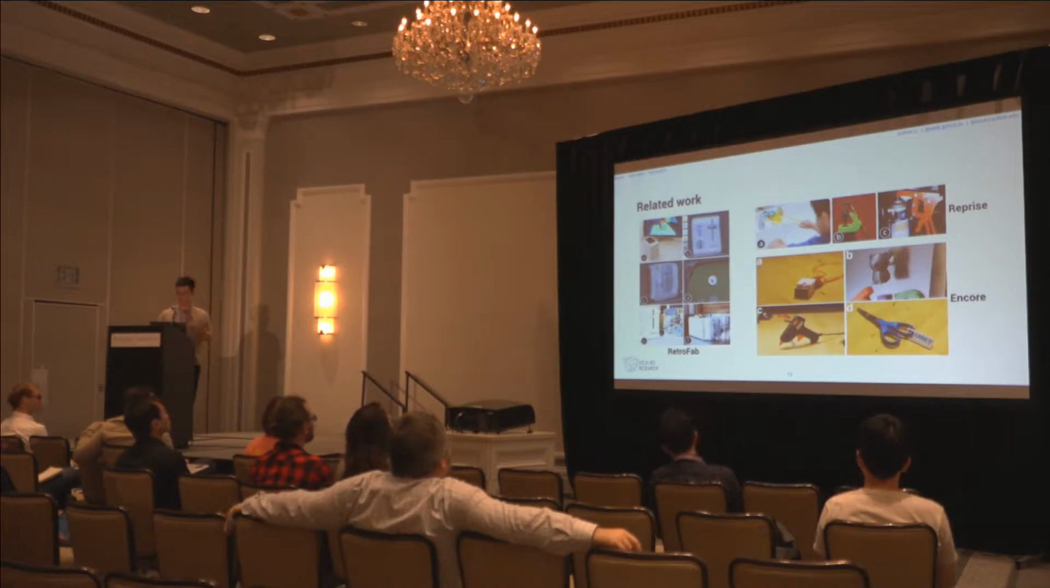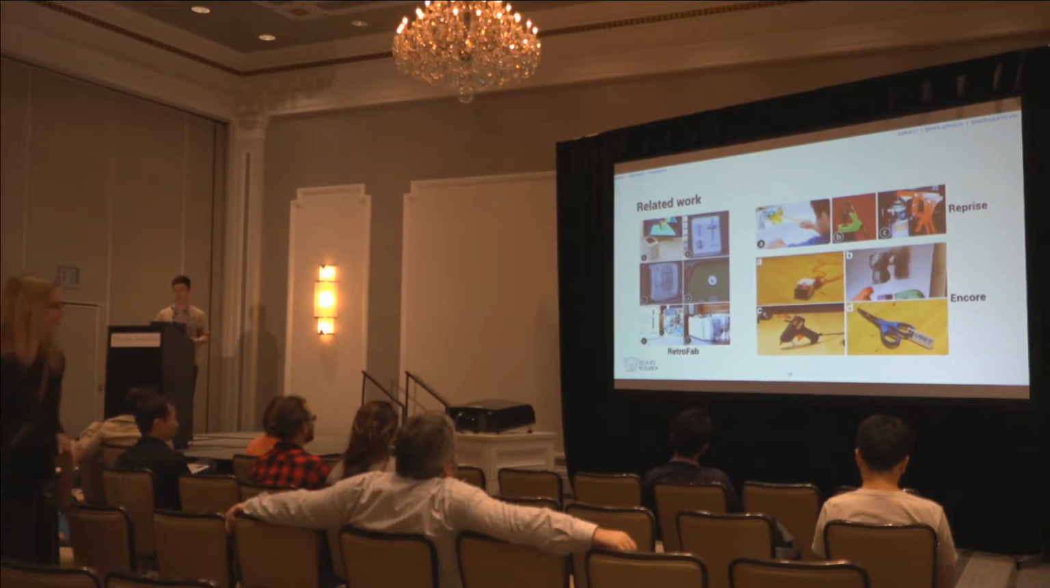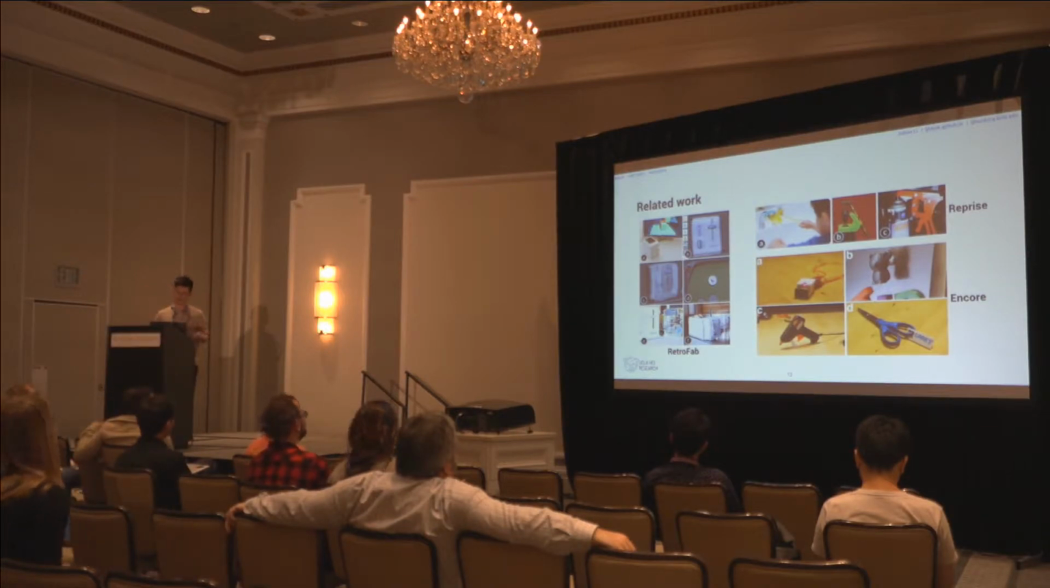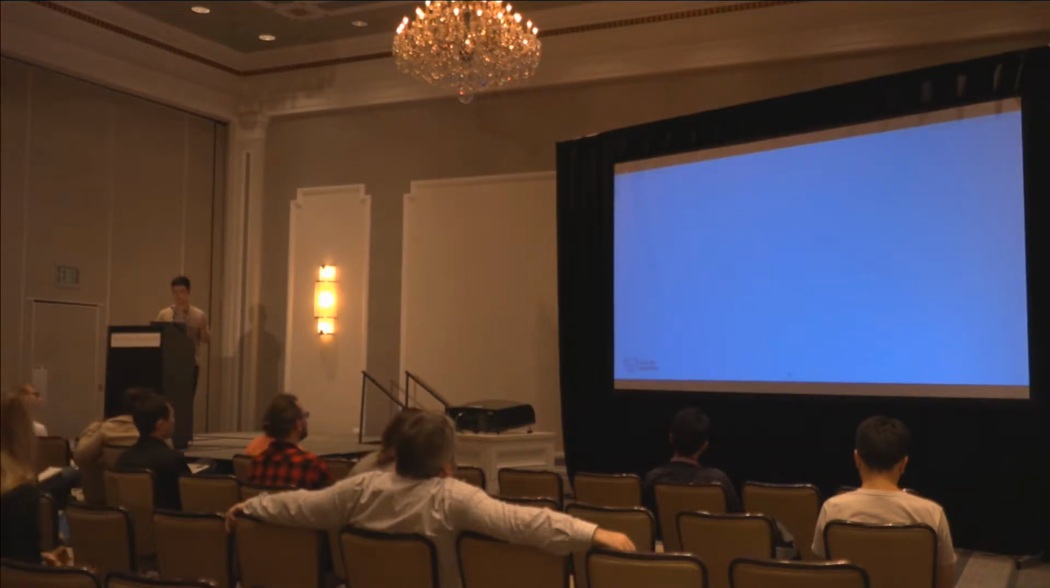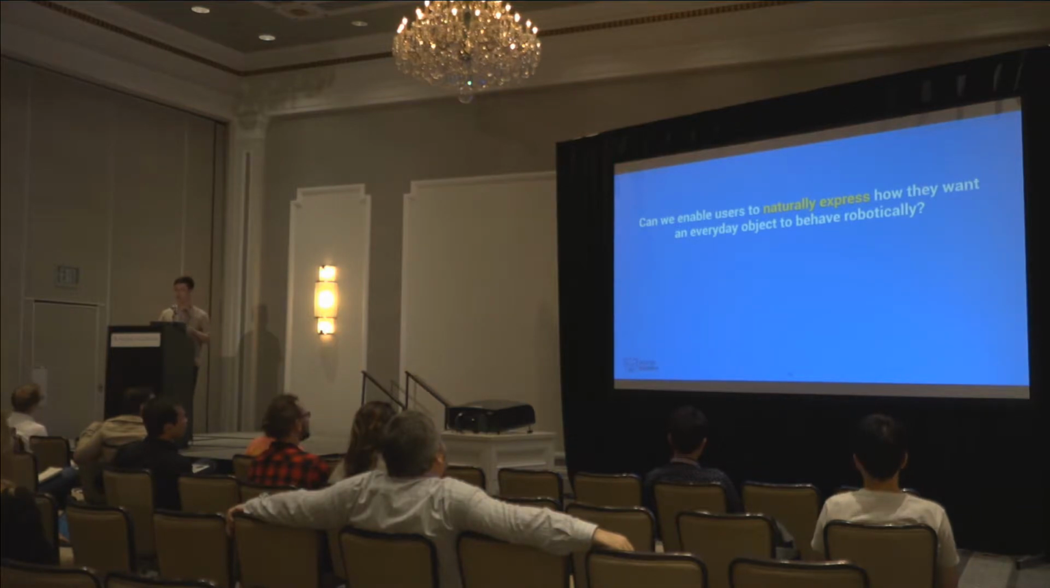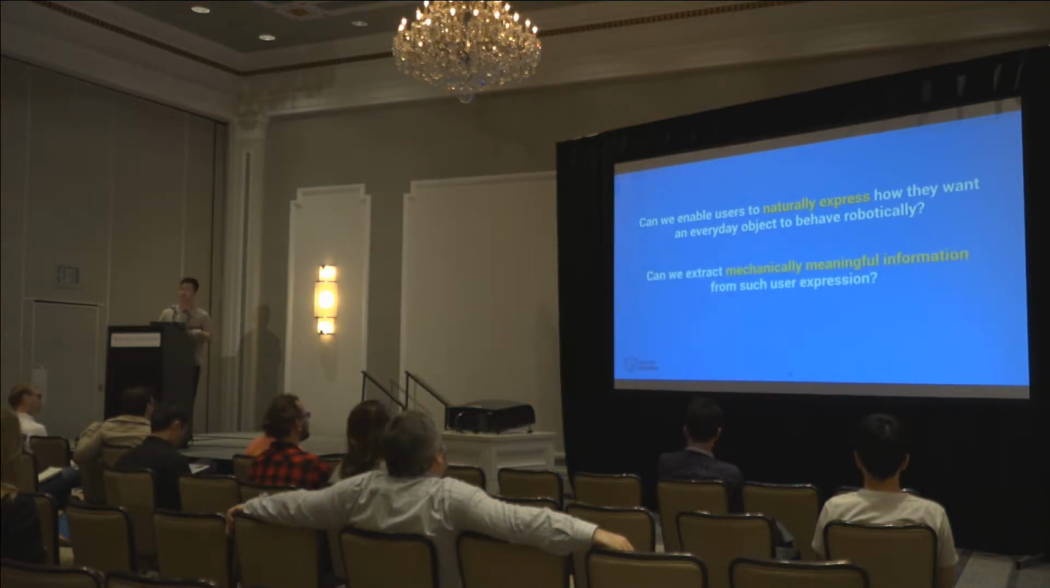RetroFab, Reprise and Encore focus on design tools for non-expert users to design functional parts of 3D objects. But when designing robotic behaviors, we need to answer two specific questions. First, can we enable users to naturally express how they want an everyday object to behave robotically? And can we extract mechanically meaningful information from such user expression?